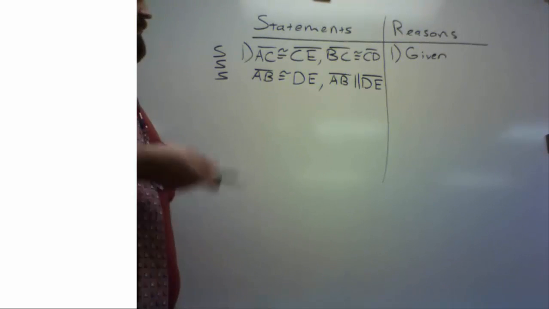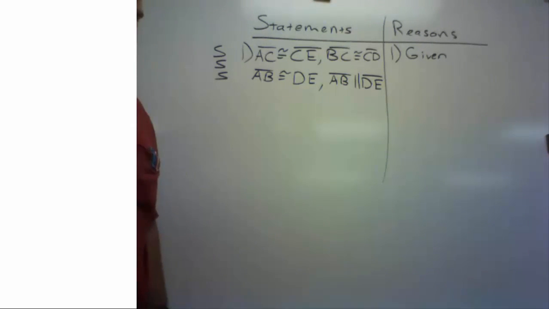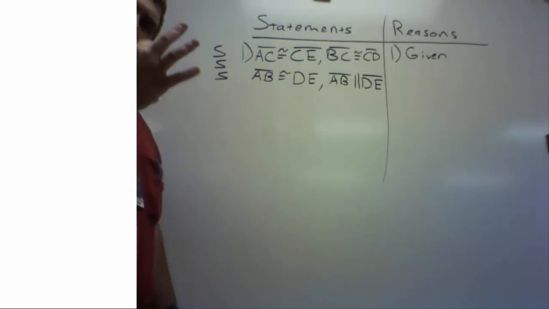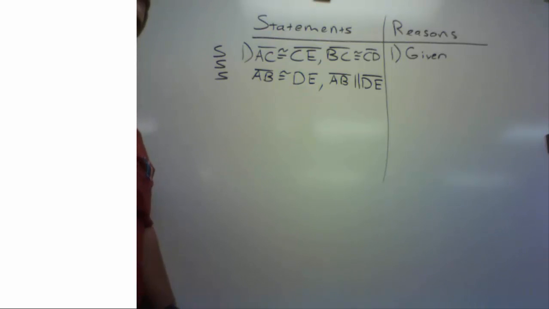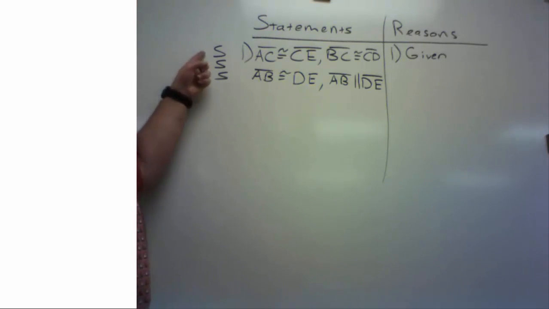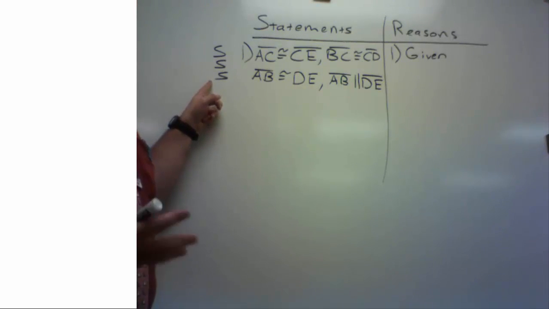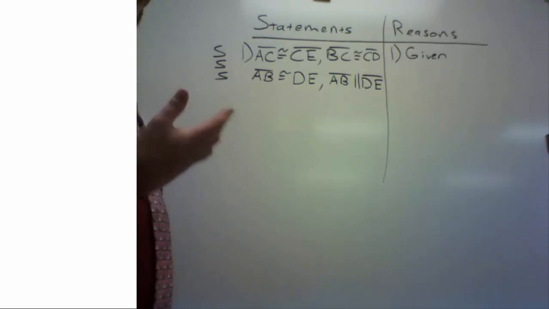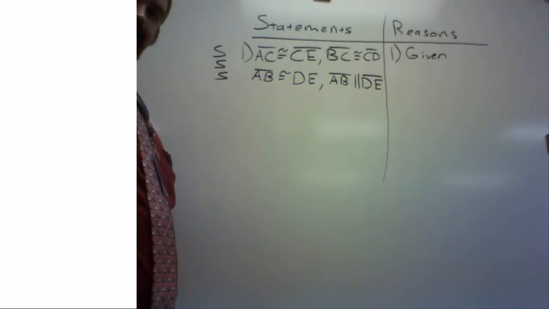Alright, now that I have the given written down, this is a step that you should always be able to get. You will notice that I did something slightly different than I have in maybe the past. I labeled SSS. They gave me 3 congruent sides, so I'm going to just put them all over to the side. 3 sets taken care of. Now all I need is angle, angle, angle. 3 more angles to be congruent.